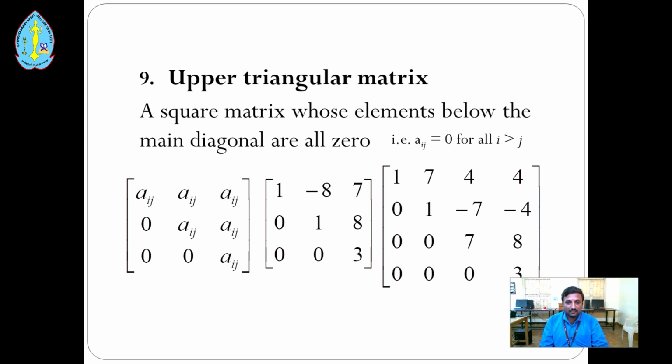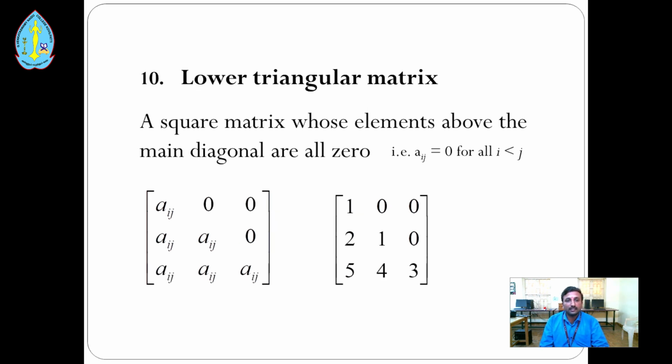Okay, the second matrix is 3 cross 3 upper triangular matrix and third one is 4 cross 4 upper triangular matrix. Next type is lower triangular matrix. A square matrix whose elements above the main diagonal are all 0. That is, Aij equal to 0 for all i less than j, is called lower triangular matrix. Example is 3 cross 3 lower triangular matrix.